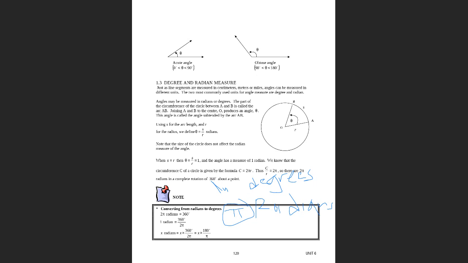When you want to convert an angle from radians to degrees, it is simple and straightforward. When it is in radians and you want to convert to degrees, multiply by 180 over pi.